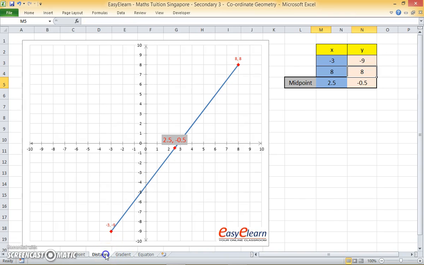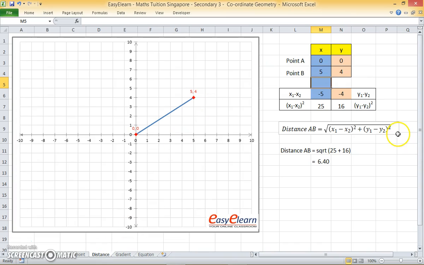You can also calculate the distance between 2 points using this formula, (x1 minus x2) whole squared plus (y1 minus y2) whole squared. I have shown you here between (0, 0) and (5, 4). This is 0 minus 5, this is 0 minus 4, and the values are squared, added together and the square root taken. The answer is 6.4. For example, if you put (0, 0) and then (3, 4), you can see the answer is 5.